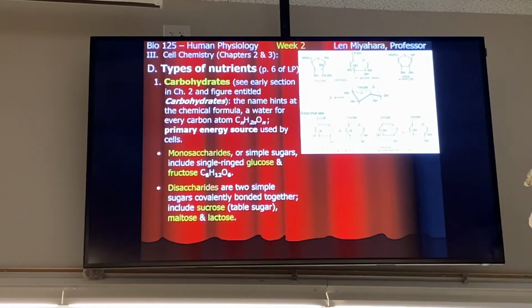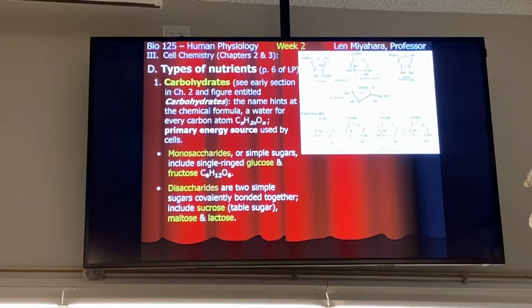And another disaccharide is lactose. Our digestive systems make an enzyme called lactase, which some people never make, and some people make a little, and then as they get older, they stop making it. And that's when people become lactose intolerant. Anybody heard that? No. Lactase is the enzyme.